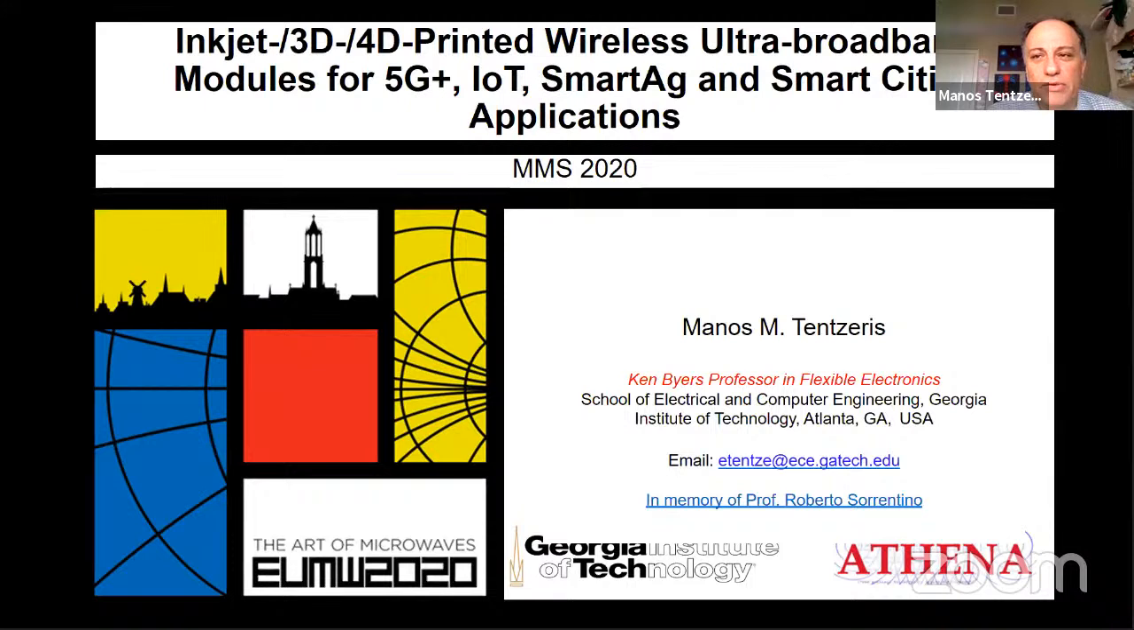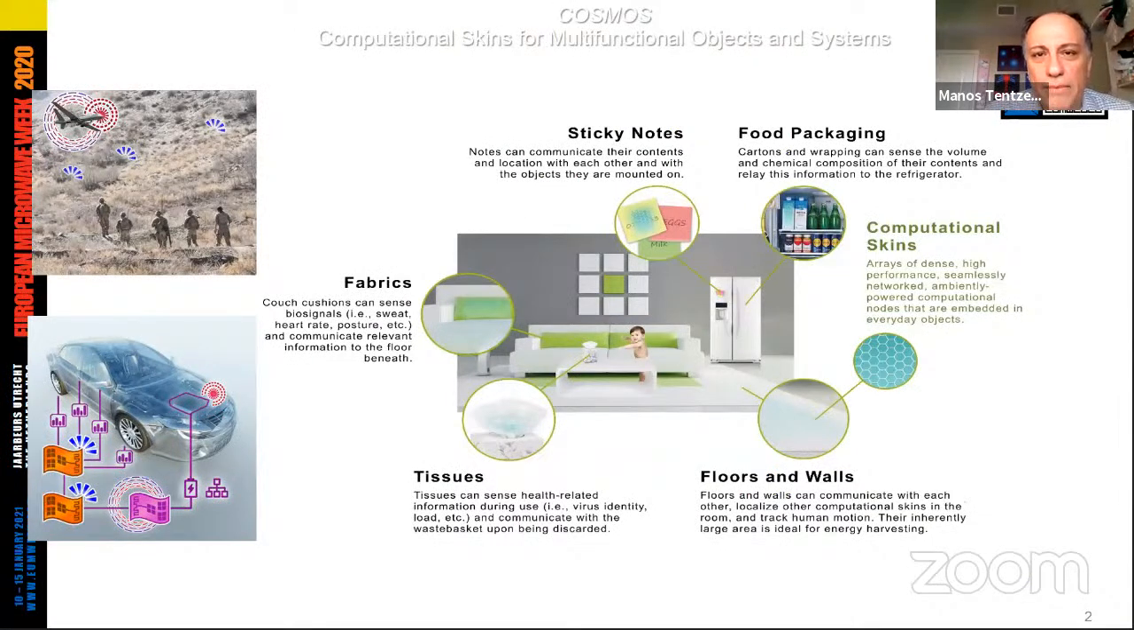My presentation will be on utilization of IoT manufacturing to build up wireless ultra-broadband modules for 5G and beyond, Internet of Things, smart agriculture, and smart city applications, mainly focusing on what we call Cosmos, or computational skins for multifunctional objects and systems. That's a term we have developed for a future scenario in a smart world.